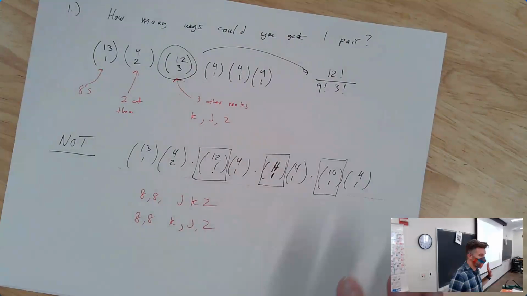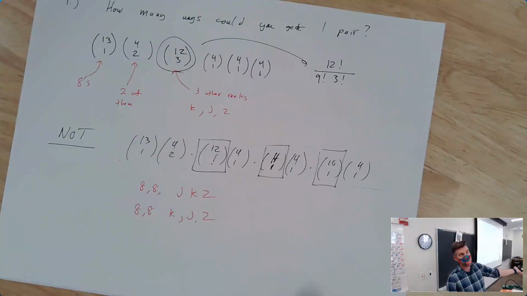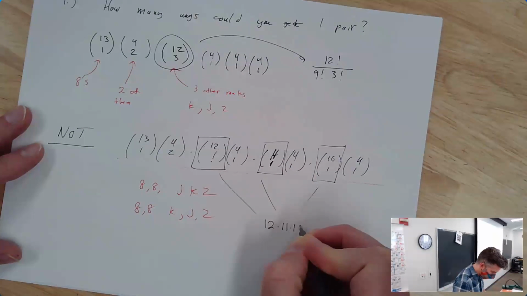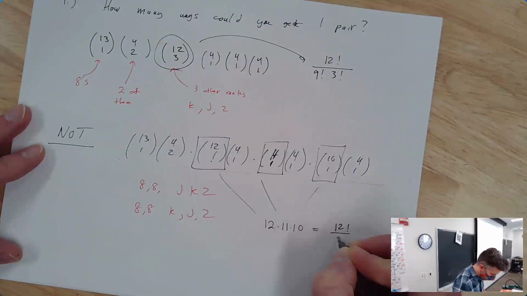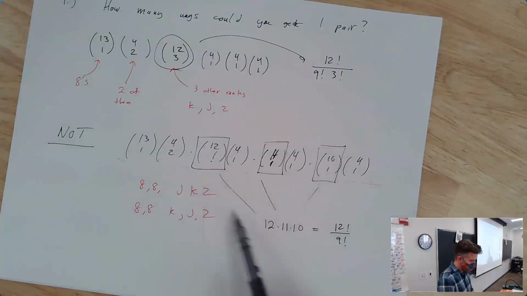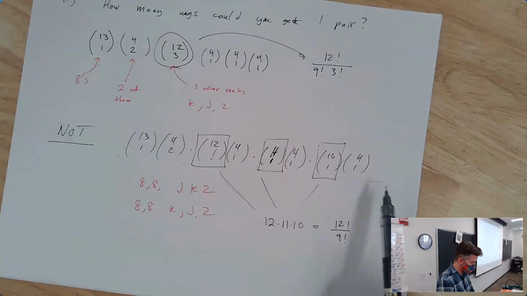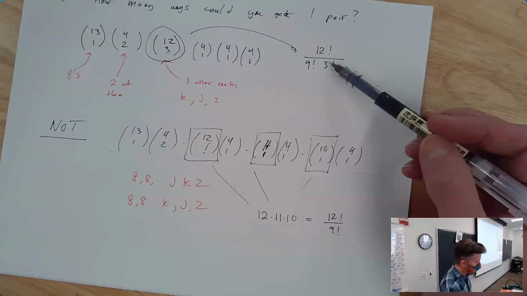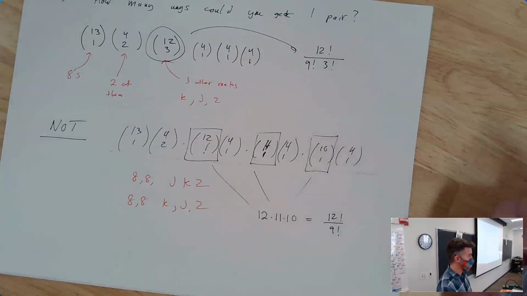What is 12 choose 1 again? Just everybody remind me that you know what 12 choose 1 is. It's 12. Right? 12 choose 1 is 12. There's 12 ways of choosing one thing out of 12 things. So these things multiplied together are 12 times 11 times 10, which is 12 factorial over 9 factorial. And the difference between these two is that this is counting the 3 factorial permutations of those jack, king, and 2 as different. Whereas this is not. This is dividing by that 3 factorial so that we don't count those as different.